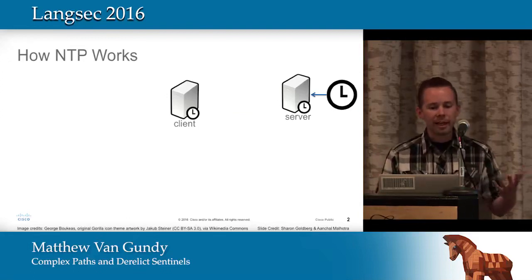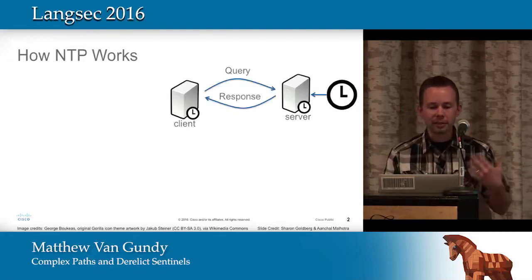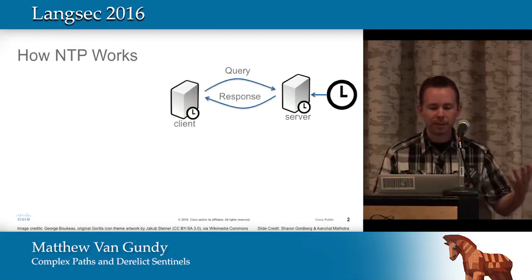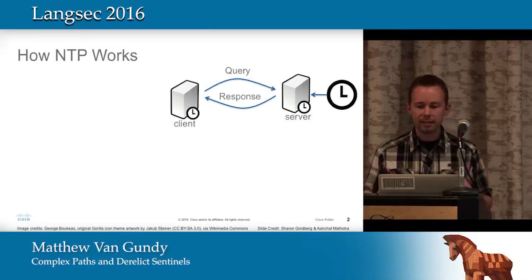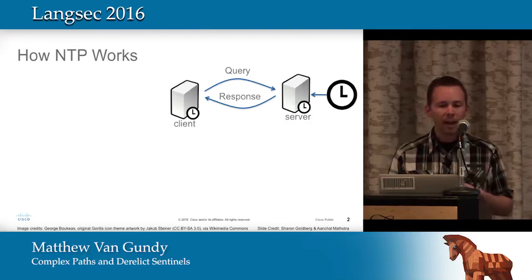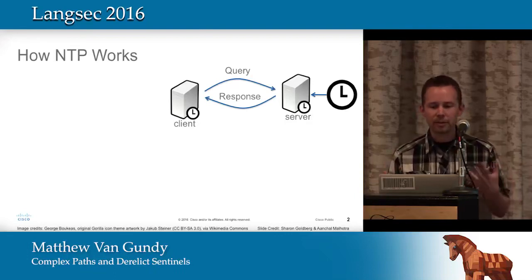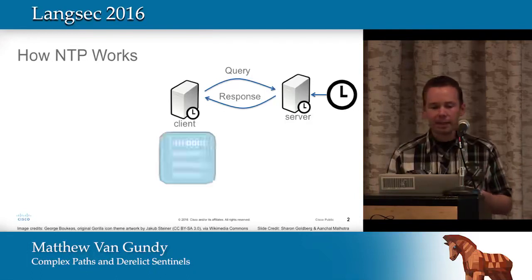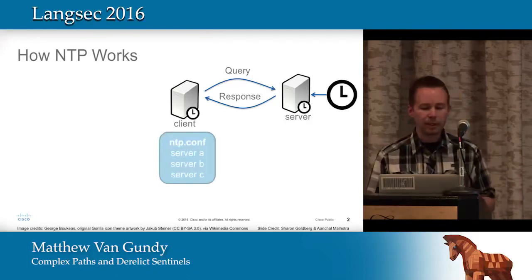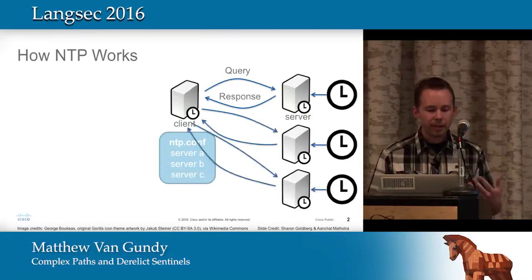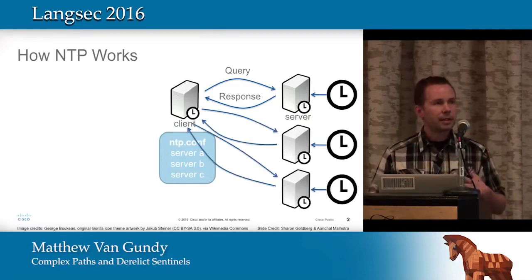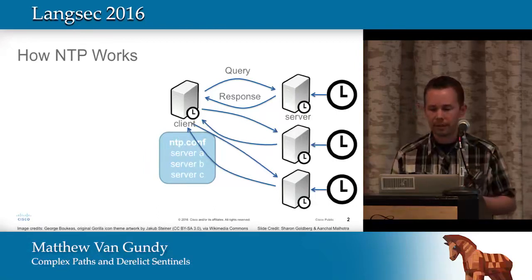To deal with network delay and other problems like that, the client actually sends multiple queries, gets multiple responses, and averages them together to get a consistent view of the server's time. To protect against one server that happens to be off or misbehaving, clients are typically configured with a number of different servers. They query each of these servers, look at all of their responses, and end up selecting the best one. It's a majority voting algorithm.